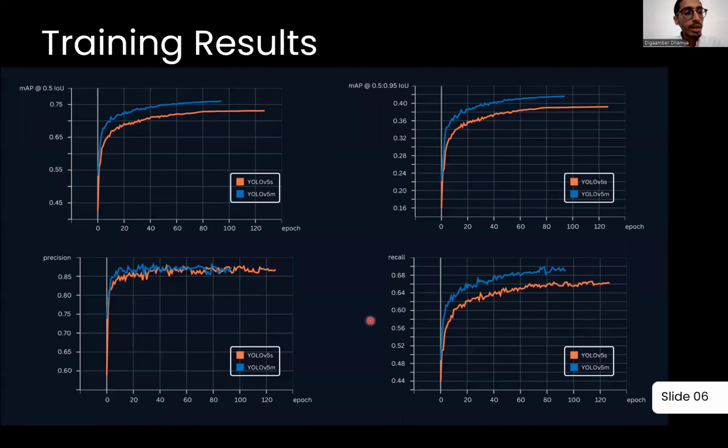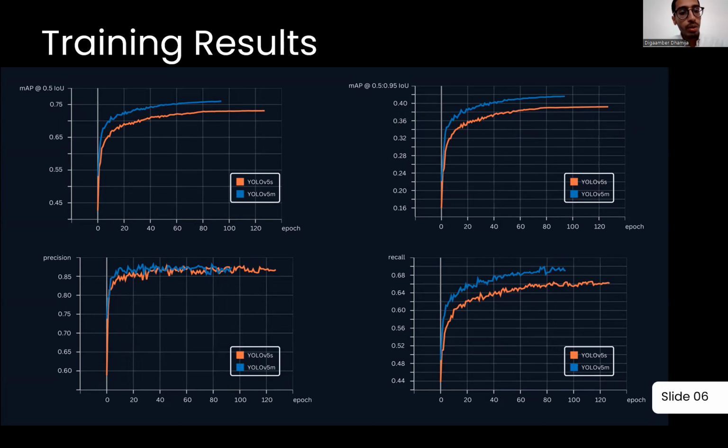So these are the training results of the YOLO V5 algorithm. This is the MAP score at 0.5 IOU, and this is the MAP score at 0.5 to 0.95 IOU. These are the precision and recall scores. The orange curves represent the YOLO V5S model, and the blue curves represent the YOLO V5M model.